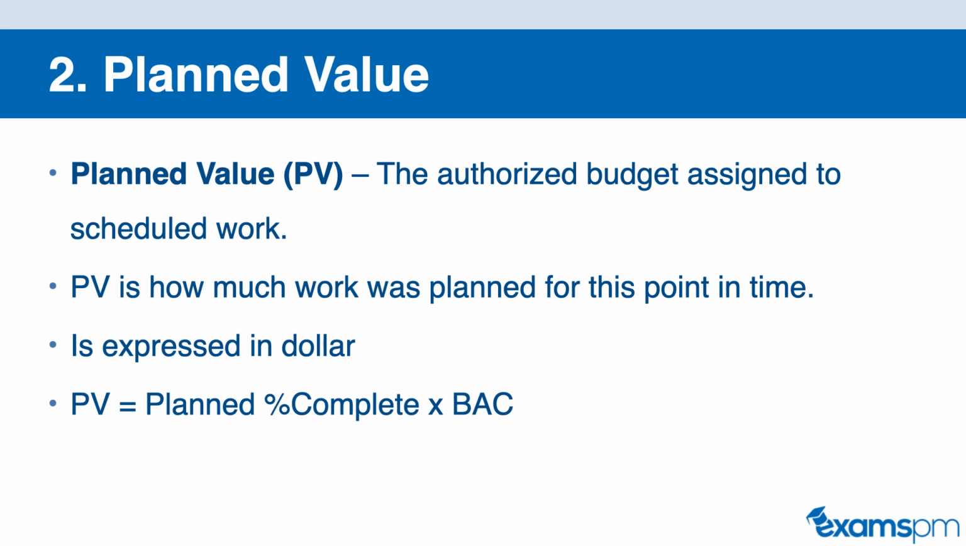So unlike the budget at completion, the planned value tells you how much work you have planned to complete at a certain point in time. The budget at completion tells you how much you should have completed at the end of the project. So in other words, a planned value, or PV, is how much work you have planned to finish at any given point in time, expressed in dollars. This is the authorized budget assigned to the scheduled work at a specific point in your project. So for example, in week 2, maybe you have planned that you will finish $50,000 of the work. So the planned value formula is planned percentage complete times the budget at completion.